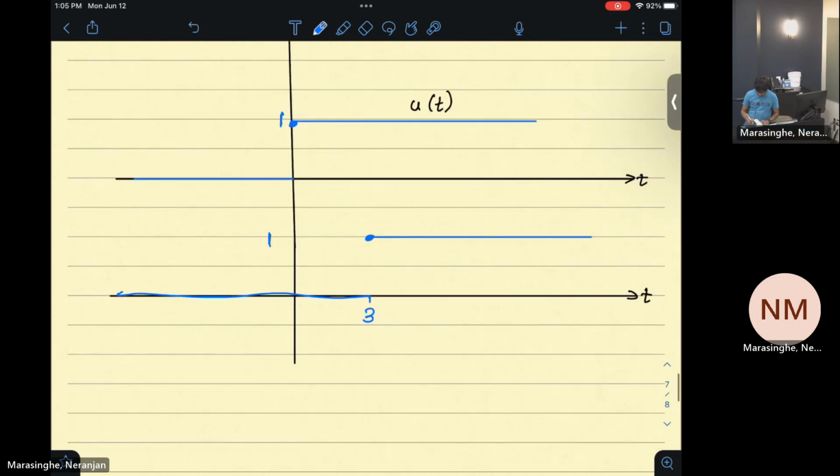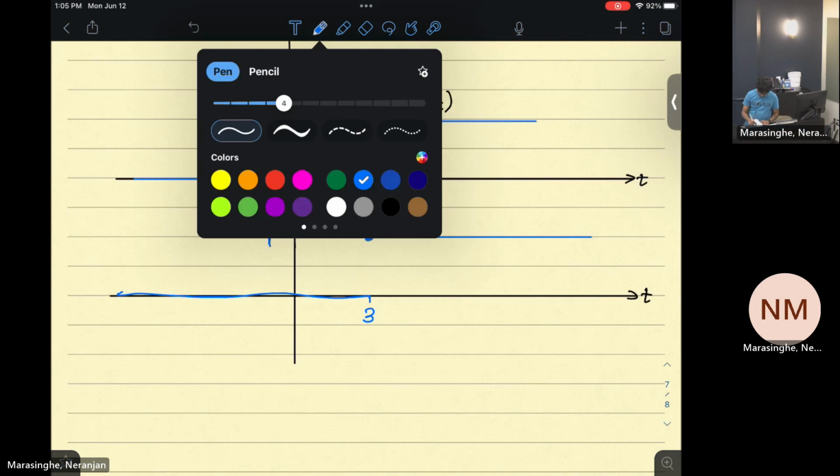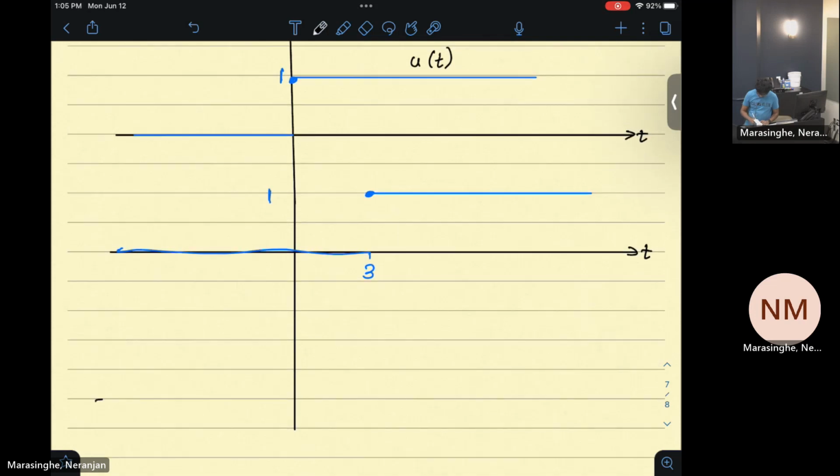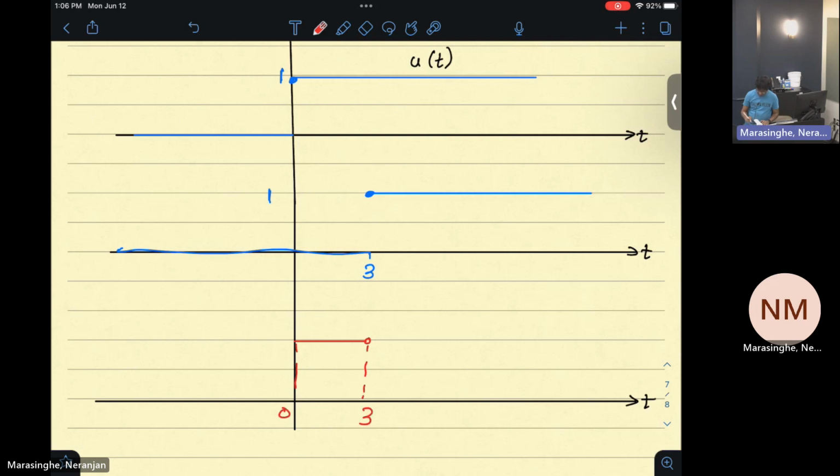Okay? Because here you are subtracting these two. So you get this portion, right? 0 to 3. Okay? Right.